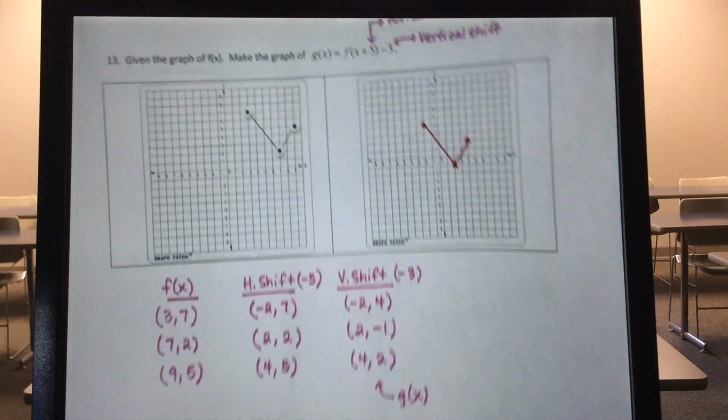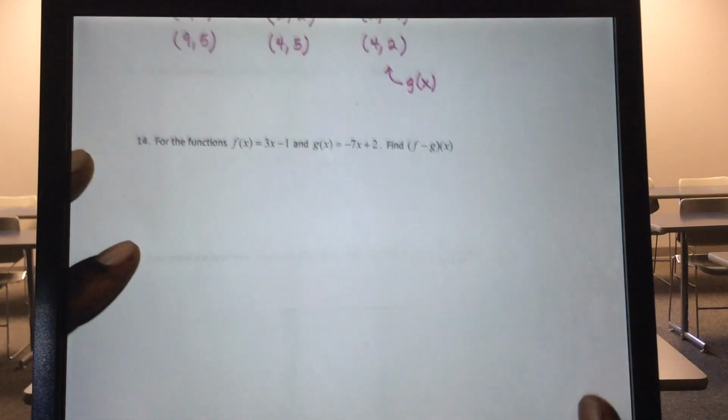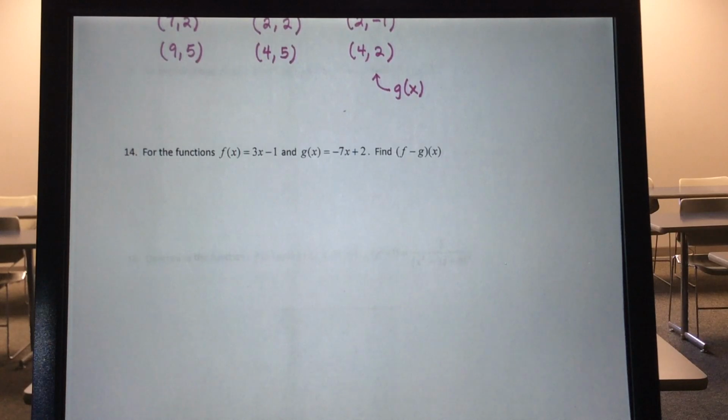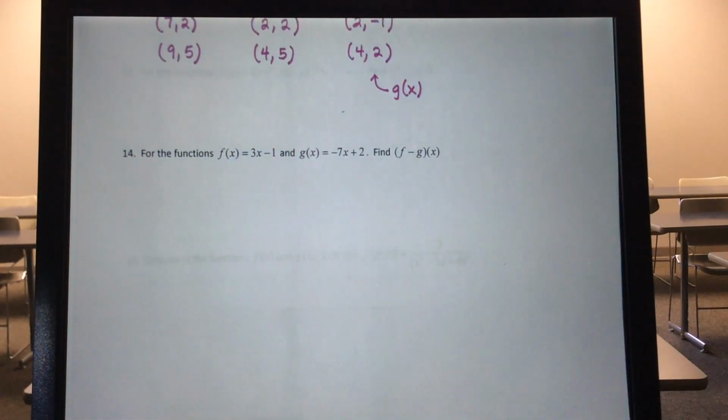Now number 14 is the algebra of functions: f plus g, f minus g, f times g, and f divided by g. Here we've got two functions, f of x is equal to 3x minus 1 and g of x is equal to negative 7x plus 2, in problem number 14. Here we're going to find only f minus g of x.